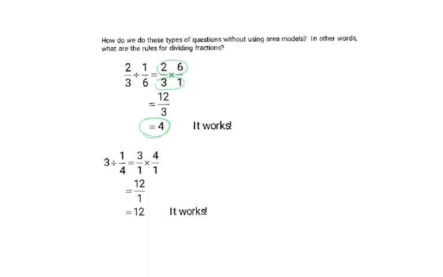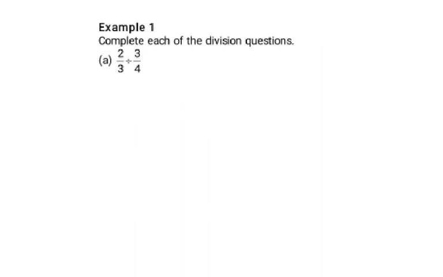The first area model we looked at was how many 1/4 are there in 3. So if I do 3 divided by 1/4, I end up with 3 times 4/1, and I end up with 12 as my answer, which is the answer we got earlier. Notice that what we've done is we've turned our dividing question into a multiplying question, and we multiplied by what's called the reciprocal, when we flip a fraction upside down.